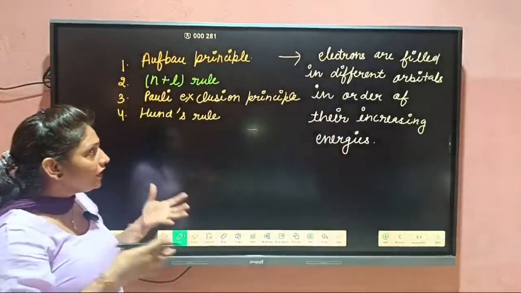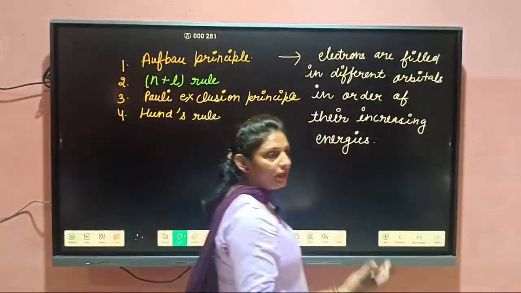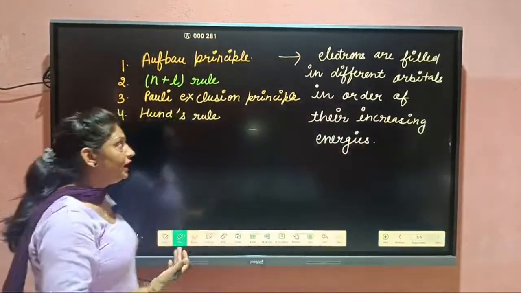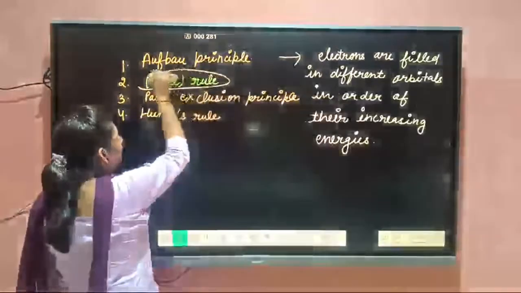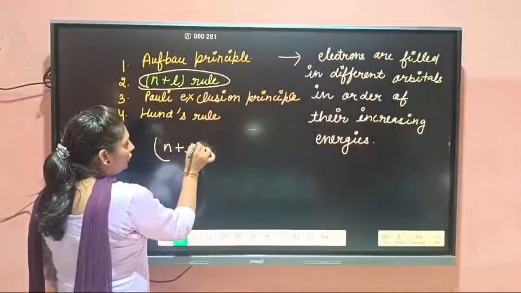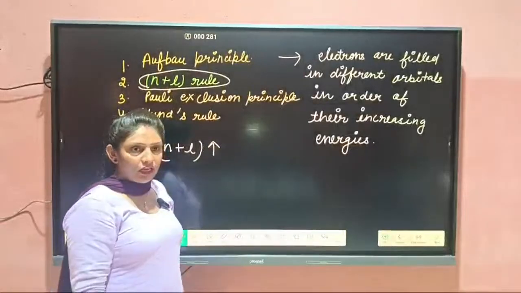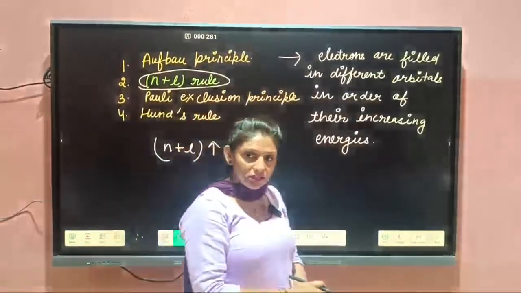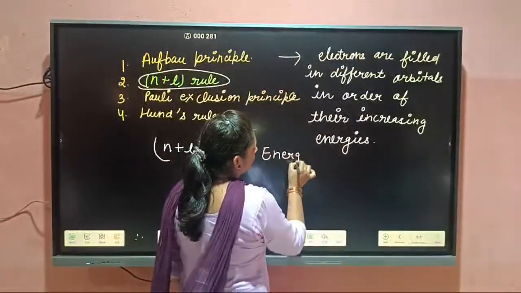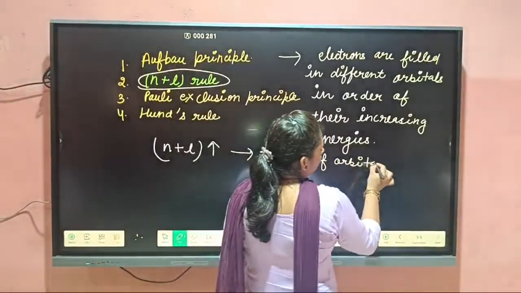So how can you tell about the energy? Which orbital has lower energy, which one has more energy? That can be calculated by using this rule, the n plus l rule. If the value of n plus l for any orbital increases, then the energy of that orbital also increases.